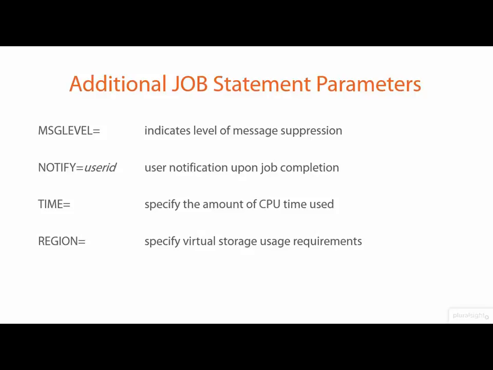The time parameter may be coded when it is desirable to restrict the amount of CPU time that a job is allowed to use. This is generally used during testing when the programmer suspects that their program may go into a loop, so coding this can restrict the amount of time the job can consume before it is automatically terminated.